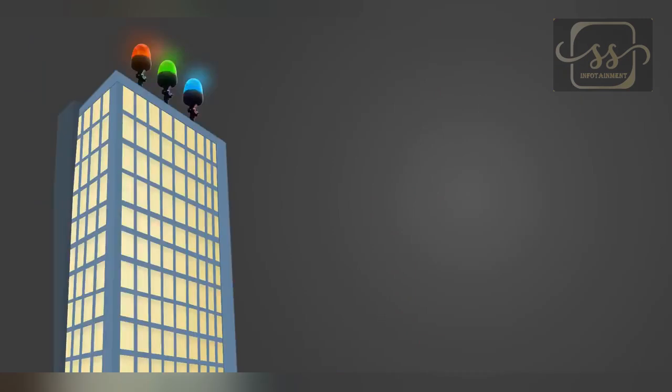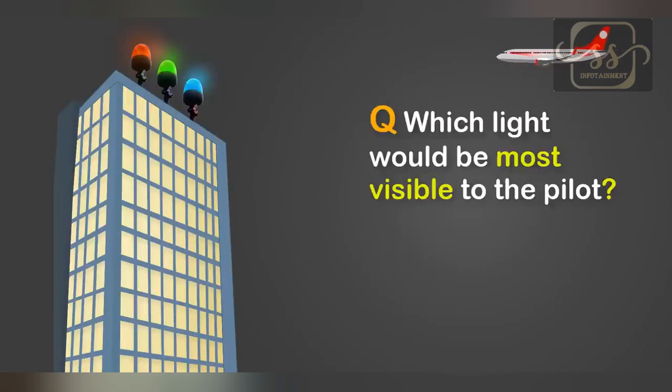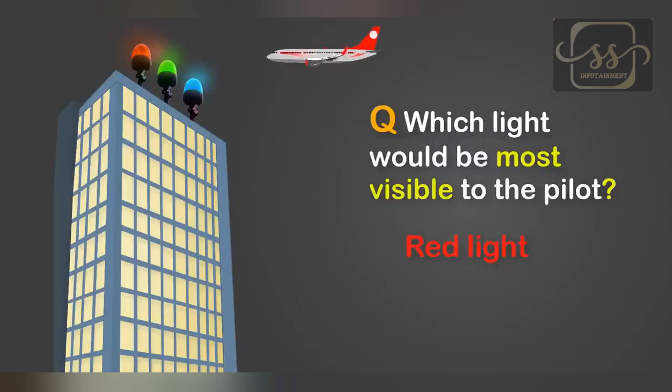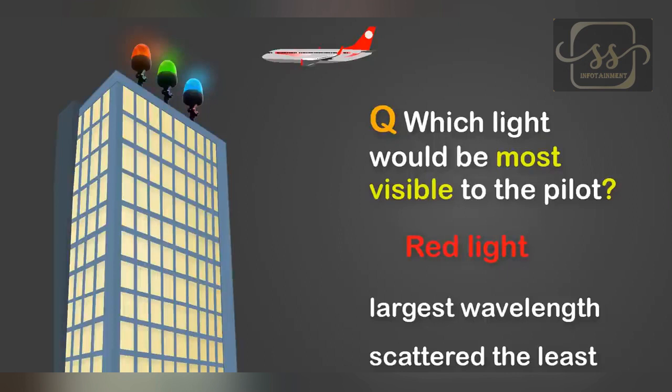Imagine there are 3 danger signal lights at the top of a tall building. Red, green and blue light. And they are of equal intensity. Let's say a plane is flying at a far distance. Which light do you think would be most visible to the pilot? That's right, it's going to be the red light. Because red color has the largest wavelength, so it's scattered the least by the air molecules. Red light can travel the furthest distance.